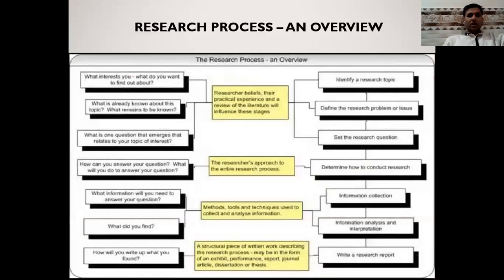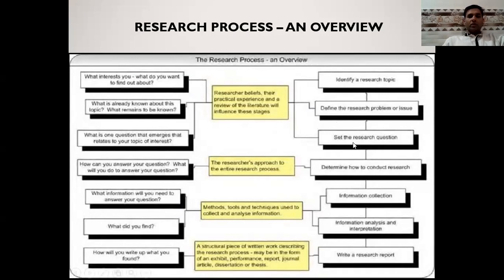This is a little bit blurred, but I want you to see what the research process overall looks like. The research process encompasses identifying a research topic, defining your research problem or issue, and setting the research question. I'm sure you have done this part in your research topic proposal. You identified a research area and topic, defined your research issue and problem, talked about why it interests you, and then set the research question.